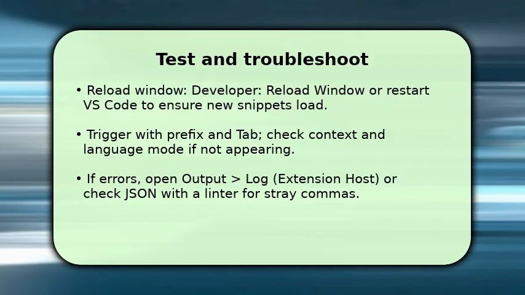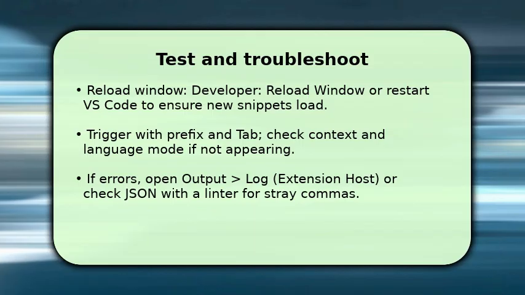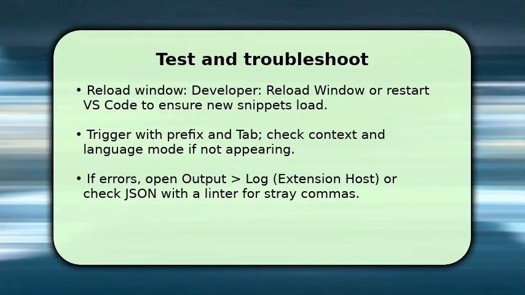If problems persist, check the snippet JSON for syntax errors. A trailing comma will stop it. Also inspect the extension host log for parsing errors. Fix the JSON and reload, and you're done.